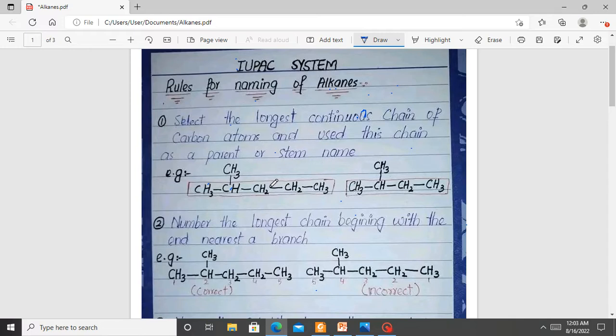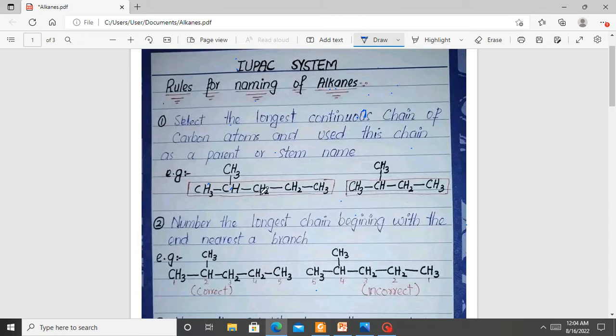So let's say this is an alkane. Alkanes are basically named based on the number of carbons in the chain. If it is a 1 carbon compound, it is called methane. If it is 2, it is called ethane. If it is 3, it is called propane. If it is 4, butane, then pentane, hexane, heptane, octane, nonane, and decane. So the first thing to look out for is to select the longest continuous chain and give this general name to the continuous chain.